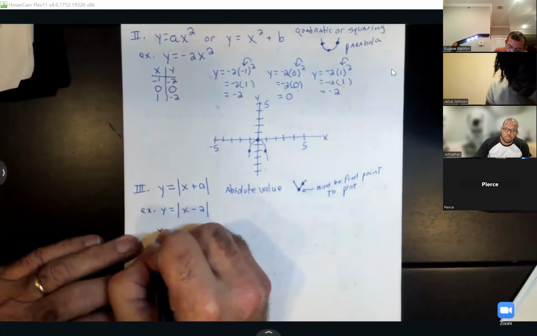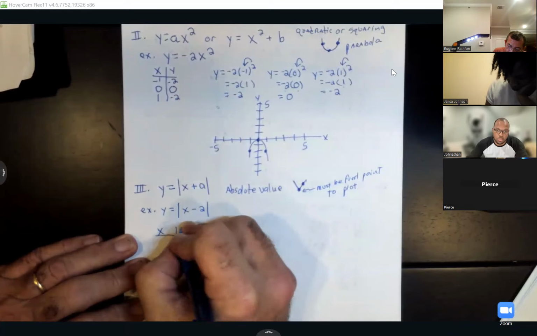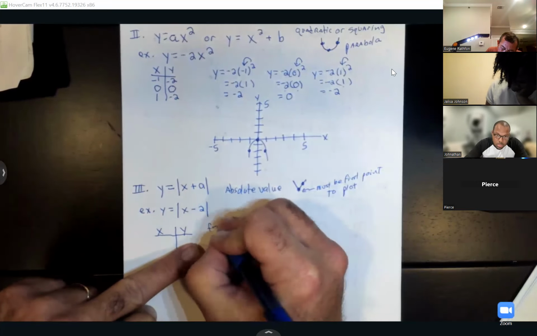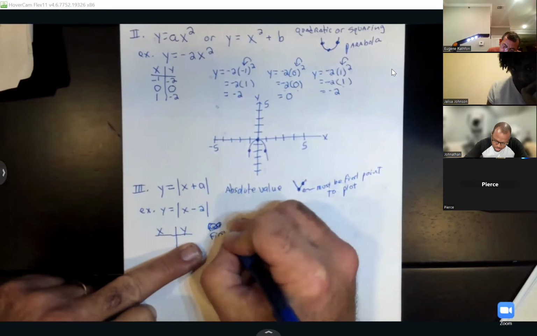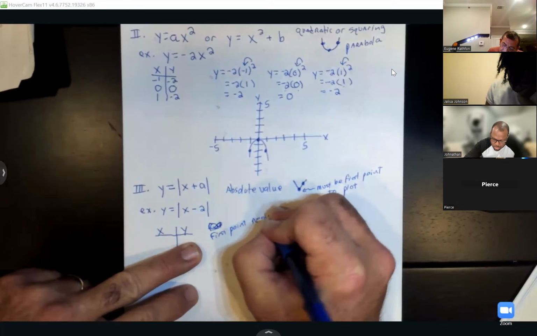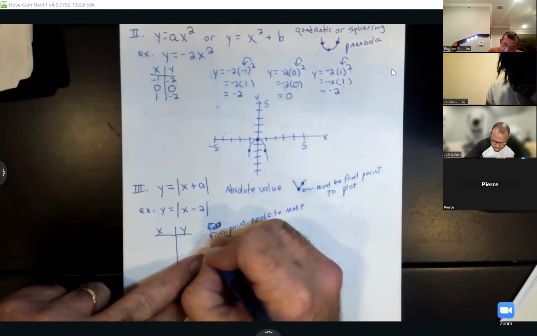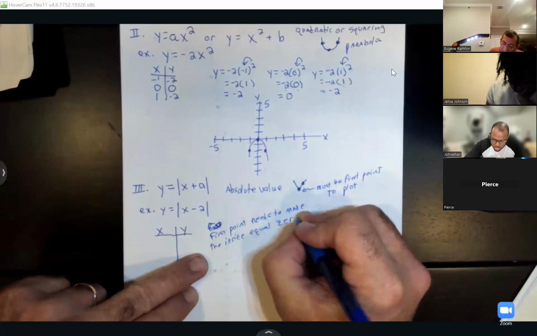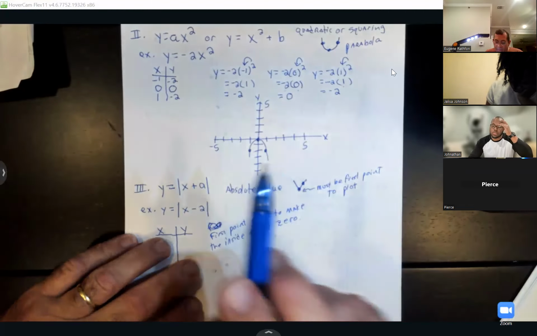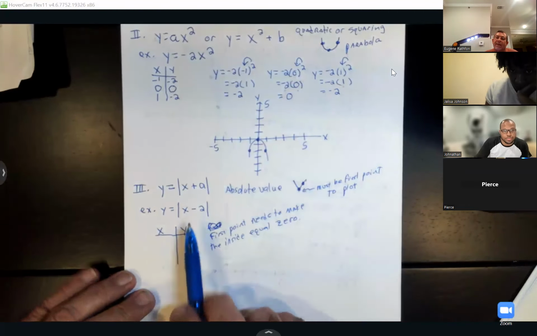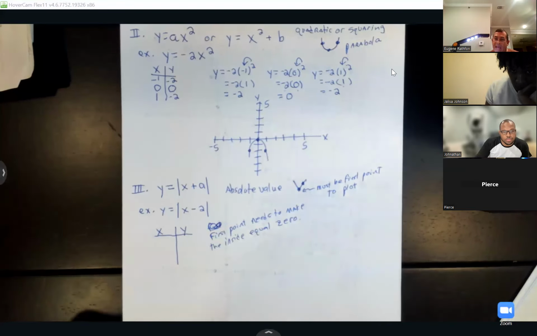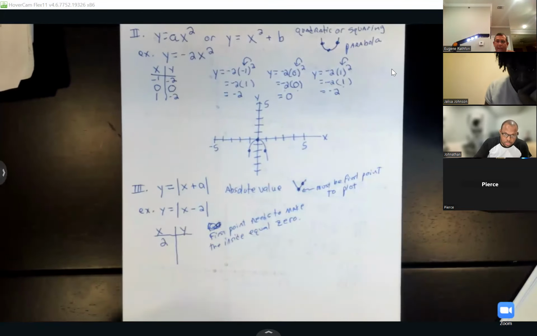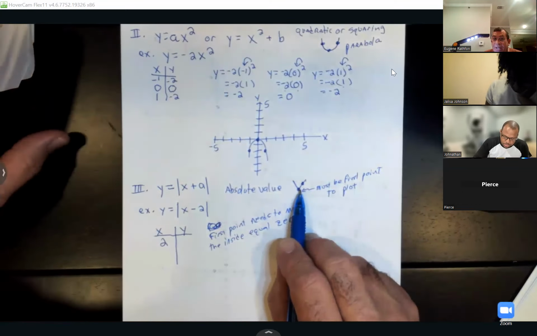So y'all come over here and start your x and y table. So the first point I pick needs to make the inside equal 0. So see, what number could I put in for that x that would make that equal 0 in there? That's the first point I want for my x. 2. So that's going to be a 2. And that'll always get that point for this section, okay?